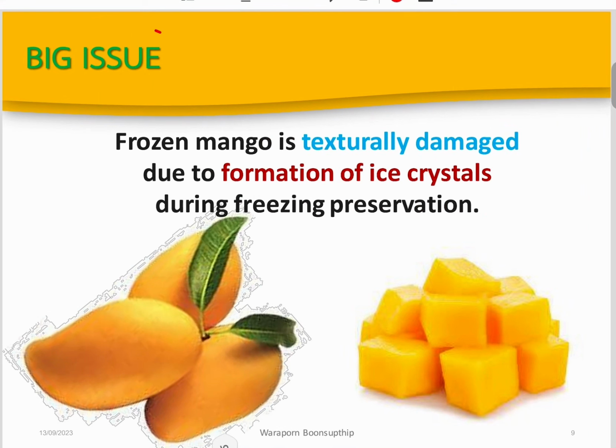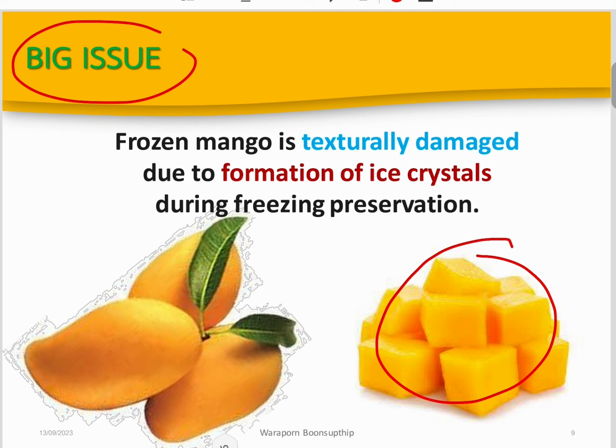So we define that the big issue of frozen mango is that for ripened mangoes, the color is yellow, the texture is very soft, and the taste is sweet, a little sour but more of the sweet, and they have a full aroma of mangoes.